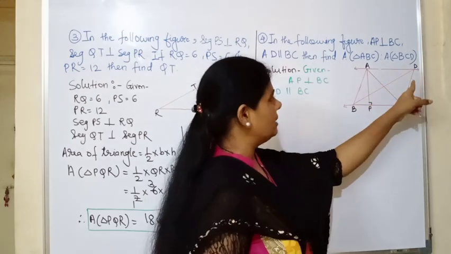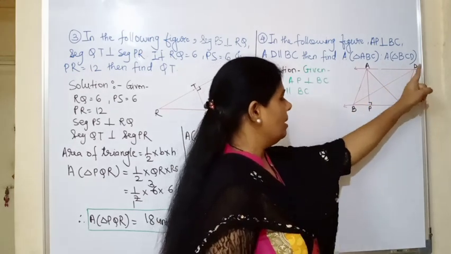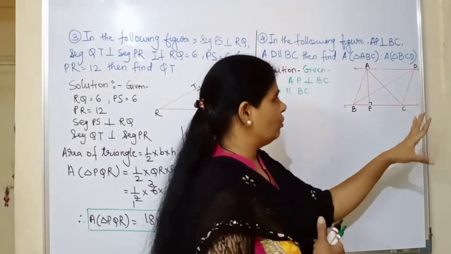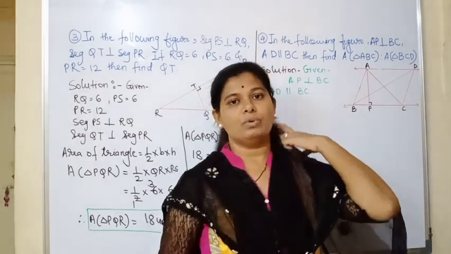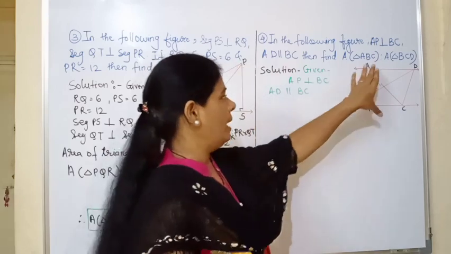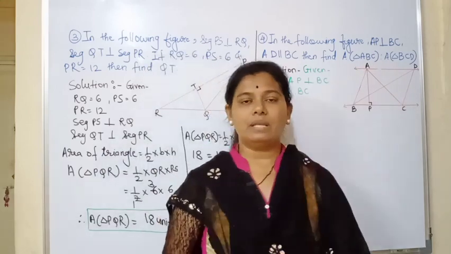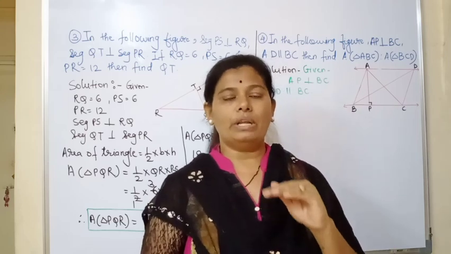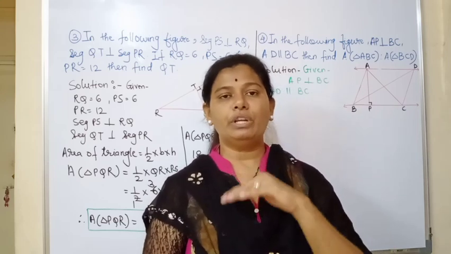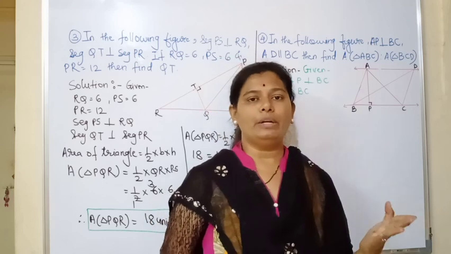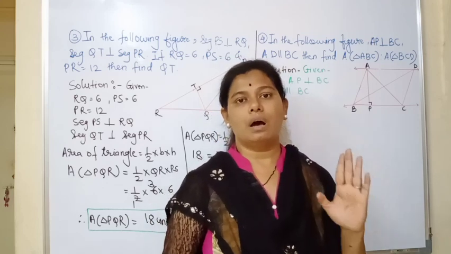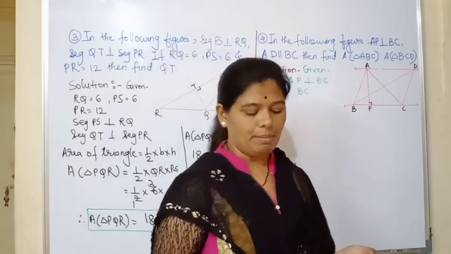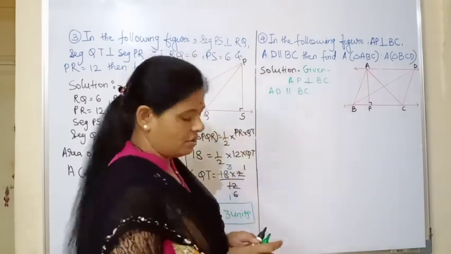Then the next triangle, that is BCD, the base is BC. But the height of this triangle is not given. As it is given in the question that AD and BC are the parallel lines, and the two triangles are drawn in between these two parallel lines, the heights of these two triangles are same. So these two triangles have the same bases and same heights. So we'll just write the statement now.